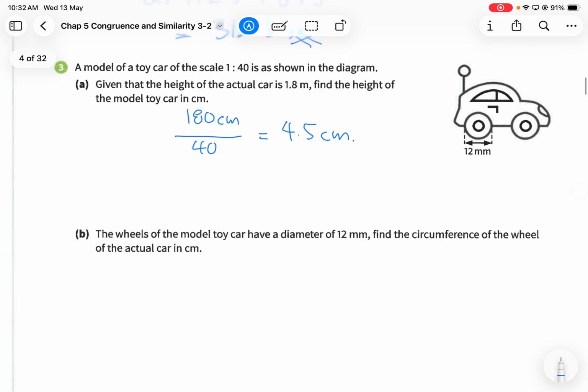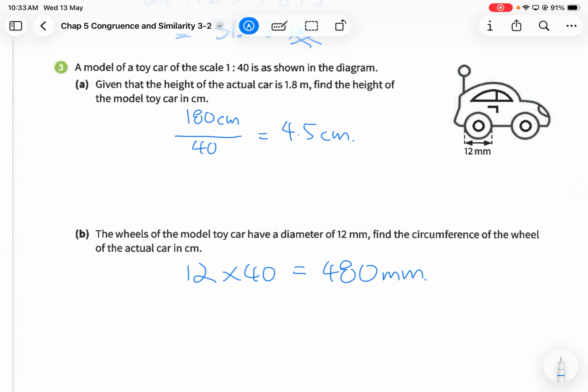Okay. Then this time round, wheels of the model car. So model is the smaller one. So what is the circumference of the wheel of the actual car? So this one they give you the diameter. This one is the diameter. So the actual car will be 1:40 ma. So I must multiply 40. And it is in mm. So after I multiply 40, it is also still in mm.